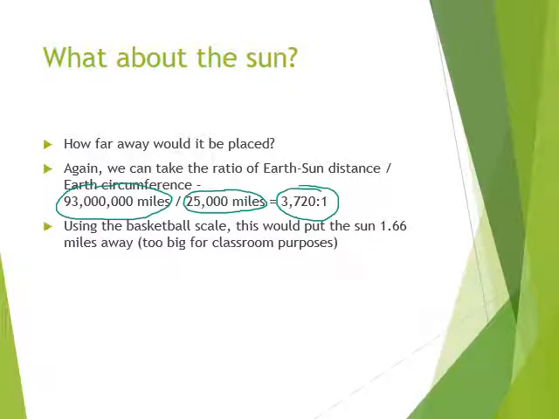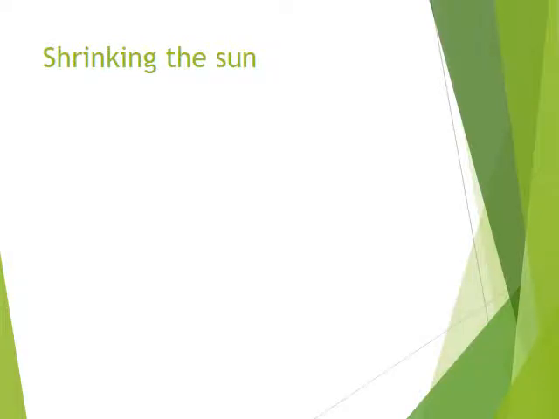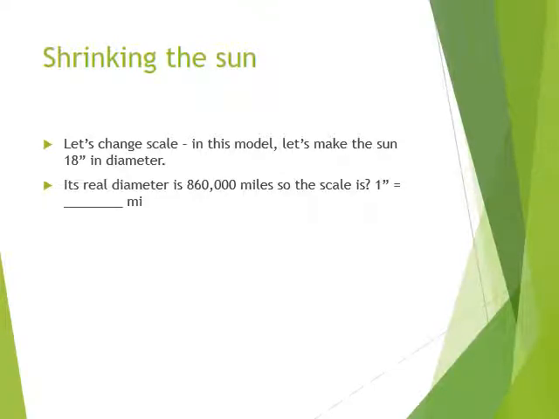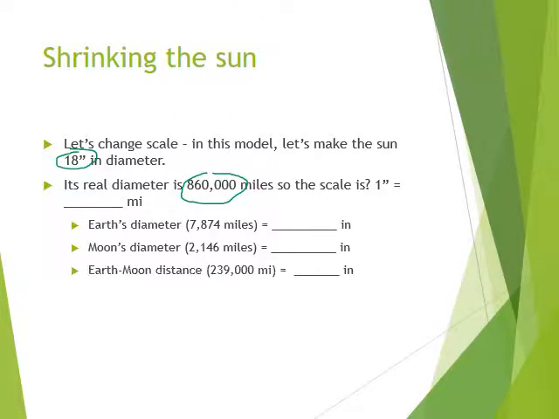Well, we can't do that. That's too big for classrooms. So what I do when I do this in my traditional class is I shrink this. I make the sun an 18-inch exercise ball. Let's pretend that's our sun. And then we do the same thing. We scale it. So if I divide the actual diameter of the sun by the diameter of my exercise ball, that allows me to set up a little scale system.